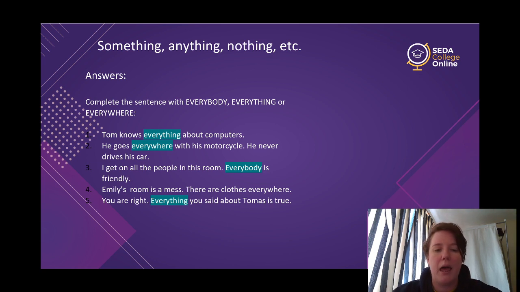Number 4, Emily's room is a mess. Do you remember mess? We did mess before. Mess means when everything is disorganized. You have clothes everywhere, paper everywhere. So yeah, it's a mess. There are clothes everywhere. The answer there is everywhere. The next one, number 5, you are right. Everything you said about Tom is true. So how did we get on with this exercise?